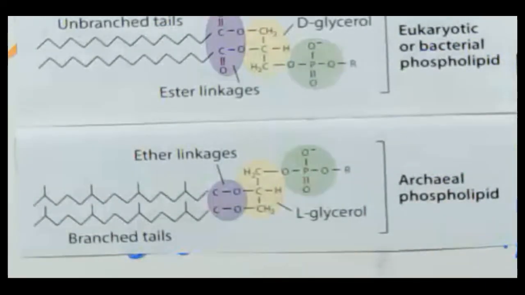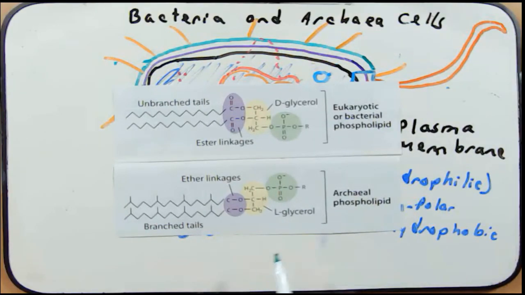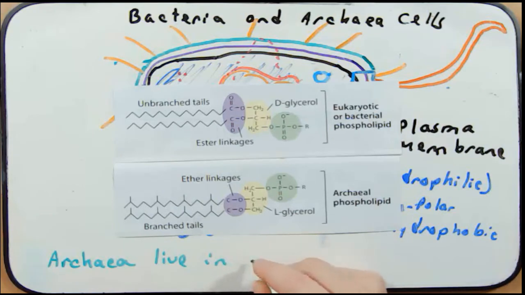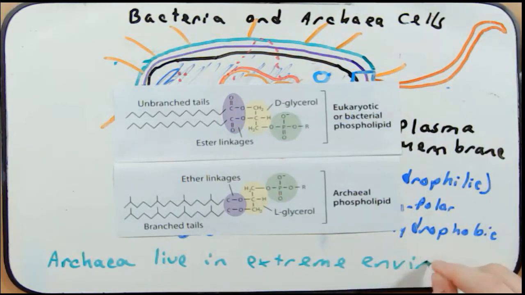And so the next question I want to address is, why is this important? Why is it important that Archaea have an ether linkage? We'll talk about this later when we start talking about some of the other distinguishing features between Archaea and bacteria. But for now, what I'd like you to know is that Archaea live in extreme environments. This ether linkage allows that plasma membrane to be stronger in these extreme environments, like elevated temperatures, for instance.